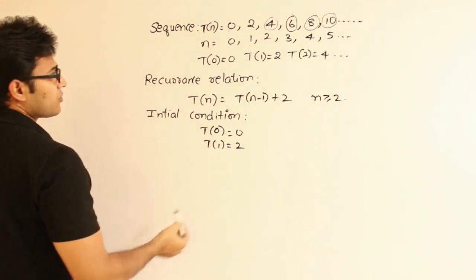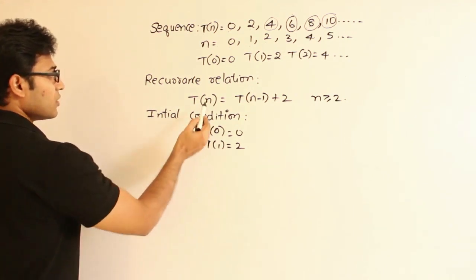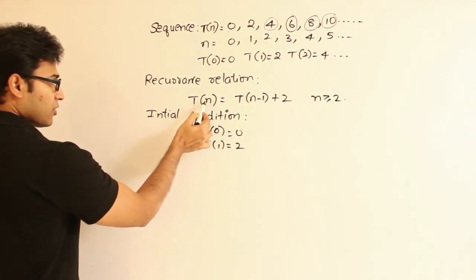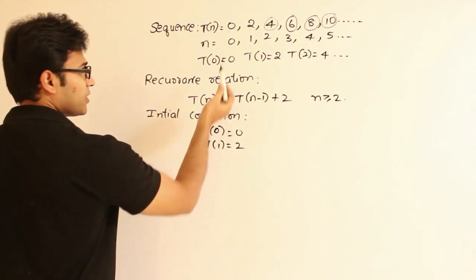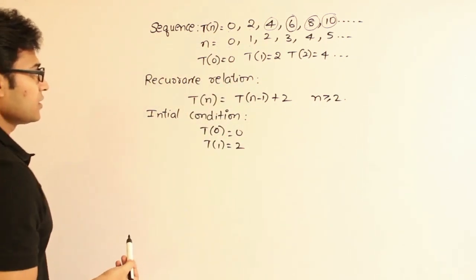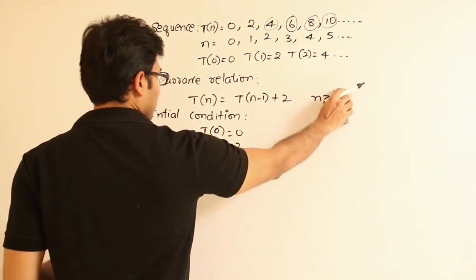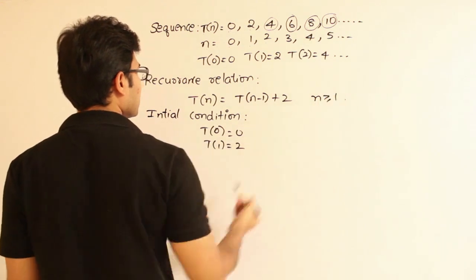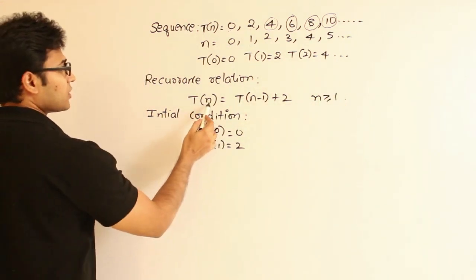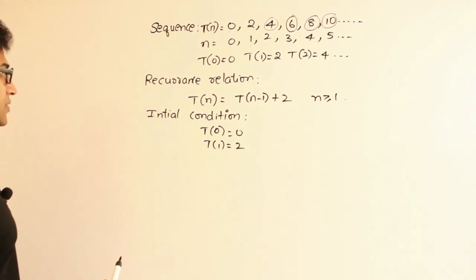For example, if you try to put n equal to 0 here, if you want to find out t of 0, then what happens is, it will be t of minus 1, but minus 1 is not defined here. Therefore let's not define it for 0, we can define it from 1 onwards, isn't it? So t of 1 equals t of 0 plus 2, which is nothing but 2. Got it?